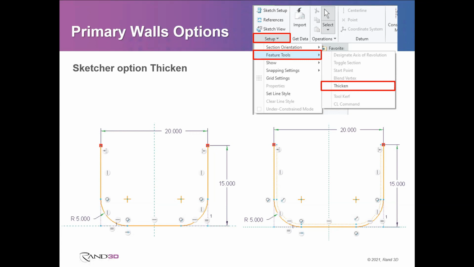Now, if you are going to use this thicken option, though, you must have the radiuses sketched on the sketch. If you have a non-tangent corner, it will not let you use the thicken command on there. So that would be the other time that you'd want to go through and sketch the radiuses on, is to be able to use this.